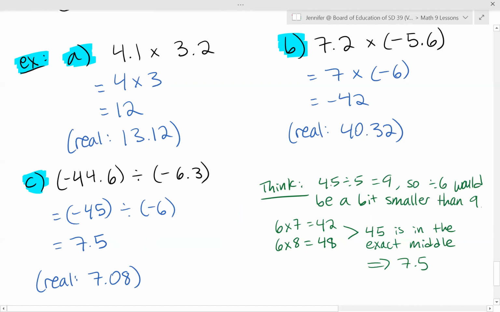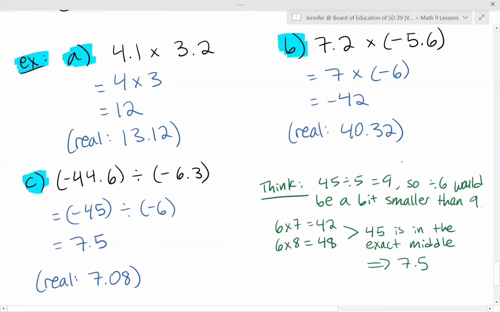And so since we're actually looking for 45 divided by 6, and 6 is bigger than 5, you know that our answer is going to be slightly smaller than 9. Because if you're dividing by more than 5, it's going to be a smaller number than this. So we already have our upper range, it'll be less than 9.